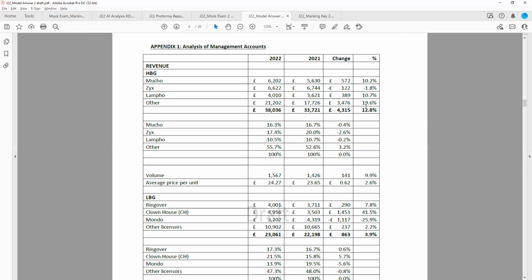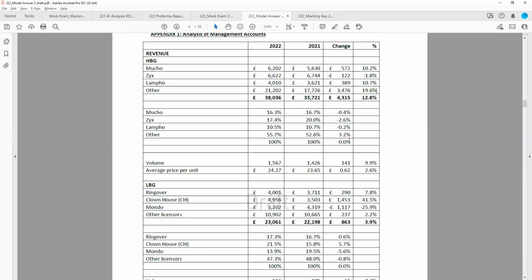So I'll probably focus on those two. I might make a brief comment on other if I have time. You could look at the mix by product group. If you didn't have time, maybe decide I'm not going to have time for that. I'm not going to calculate it. That would be absolutely fine.